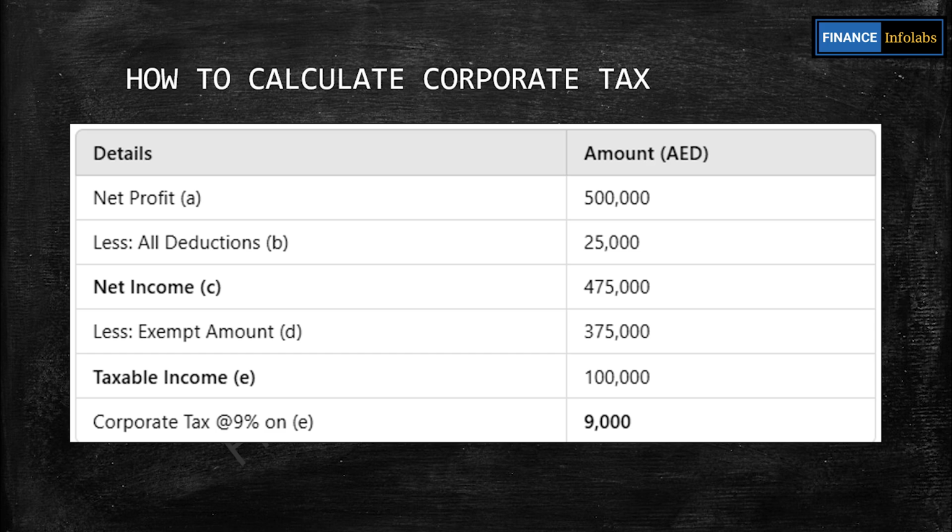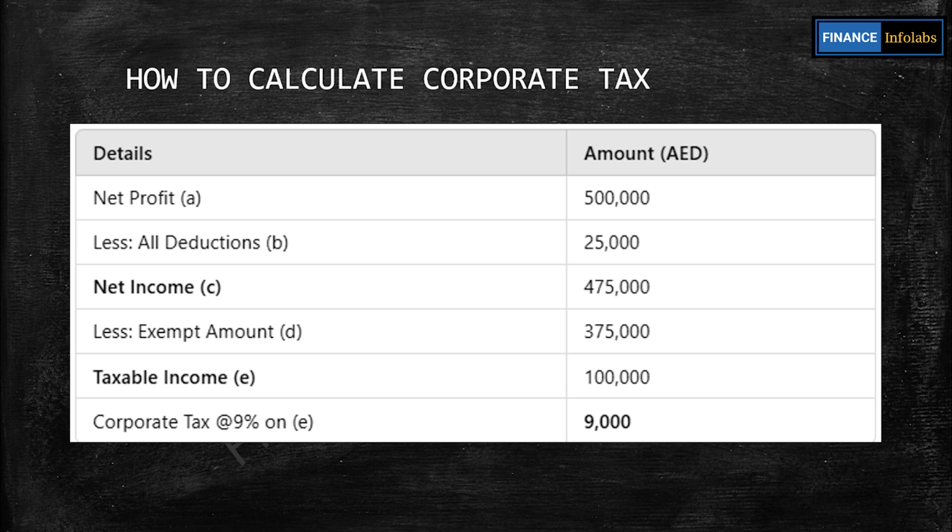ABC LLC, a trading business in Dubai, UAE, declared a net profit of AED 500,000 for the 2024 financial year. To determine the taxable income, ABC LLC applies a deduction of AED 25,000, as per allowable deductions, reducing the net income to AED 475,000. In line with UAE corporate tax regulations, an exempt amount of AED 375,000 is then subtracted from the net income, leaving a taxable income of AED 100,000.